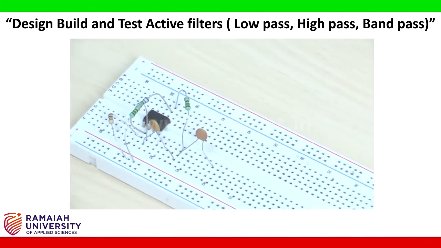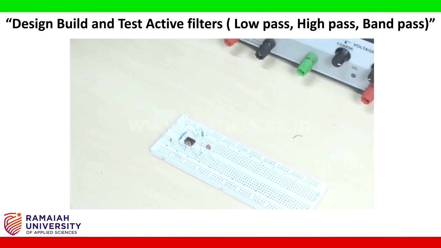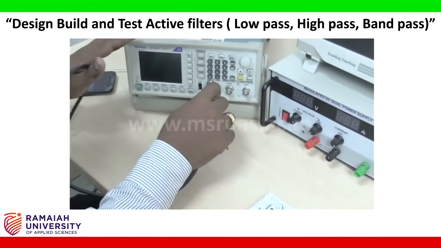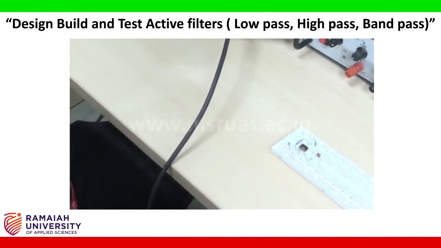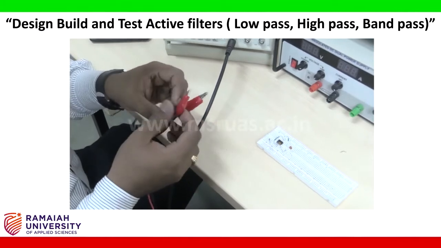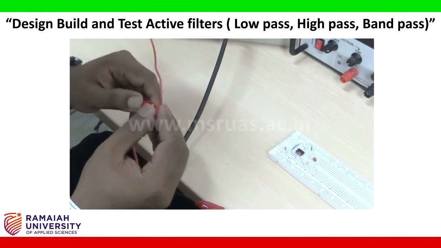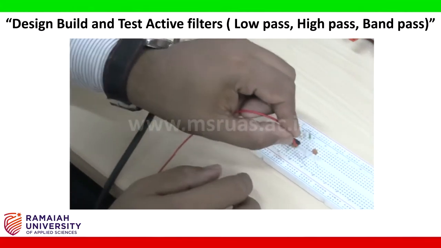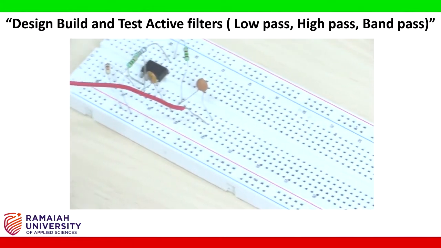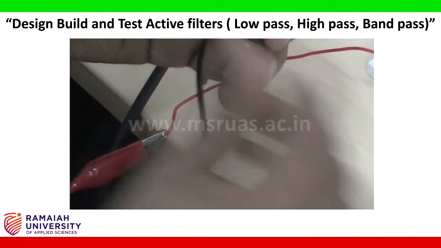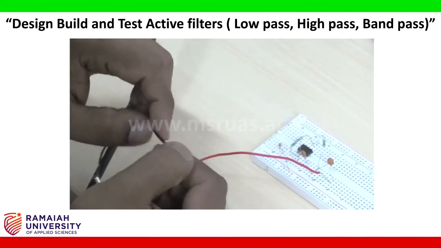I am taking the patch card to connect the input for the circuit. So I connected the patch card and I am taking the wire to connect the positive terminal of the circuit to the junction of the capacitor here, and the negative I made to ground. This is the ground connection I made.